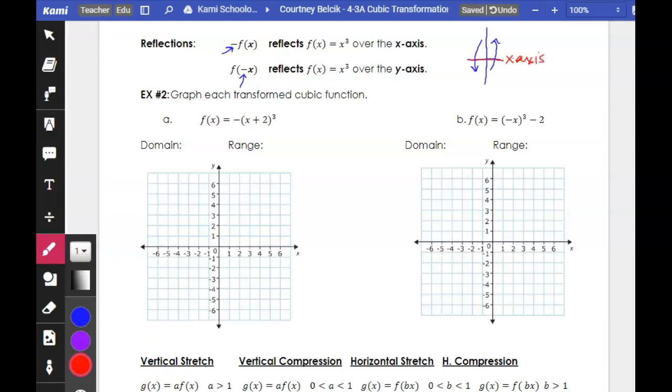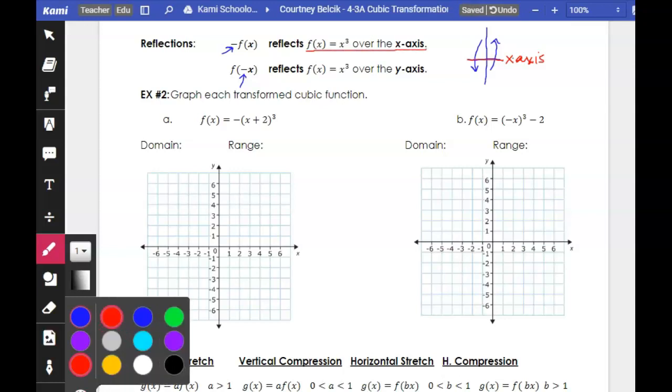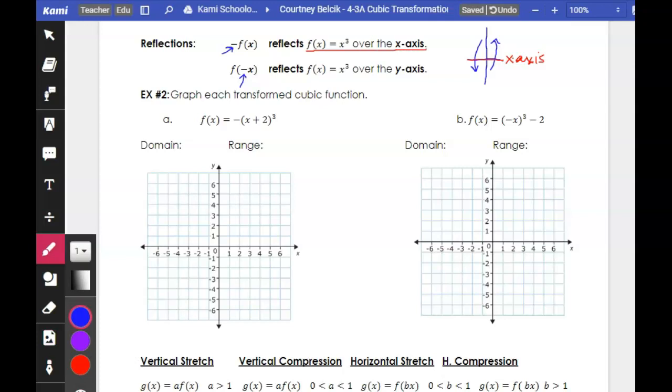So if you have a negative outside, you are reflecting your parent function over the x-axis. Now, if you have a negative inside of parentheses, that means that you're doing a horizontal reflection. A horizontal reflection means you're taking something on the left, putting it on the right, something on the right, putting it on the left, and that's a reflection across the y-axis. So you're reflecting your parent function across the y-axis. So outside, vertical, inside, horizontal. If you can remember that, then you can get your reflections straight.